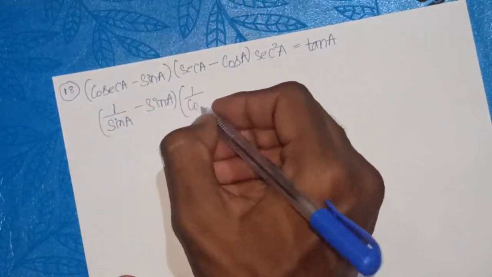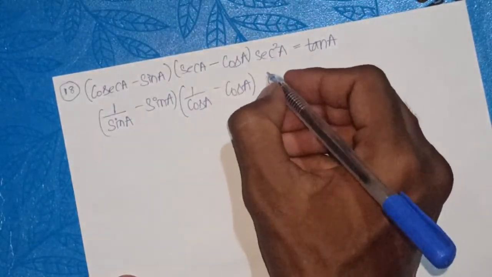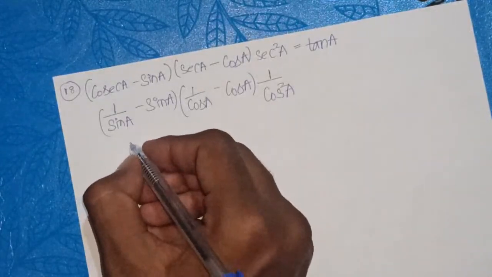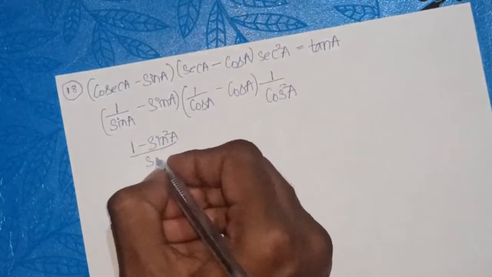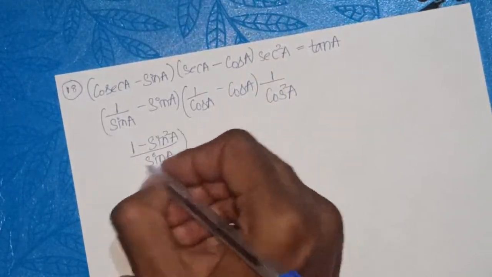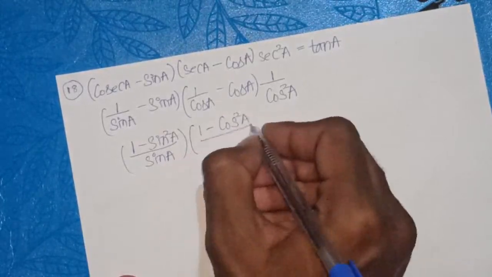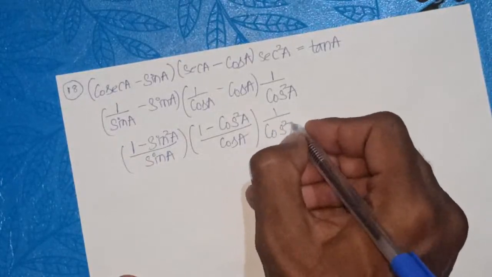Secant A can be written as 1 by cos A, and cot A as cos A by sin A. Secant square A can be written as 1 by cos square A. Now let us take LCM: (1 minus sin square A) by sin A, and (1 minus cos square A) by cos A into 1 by cos square A.